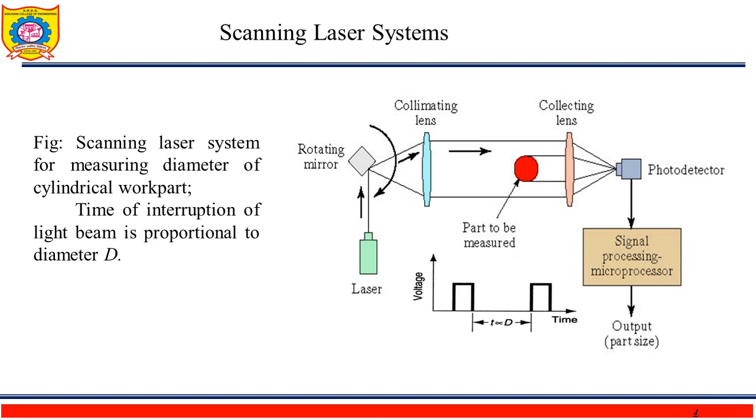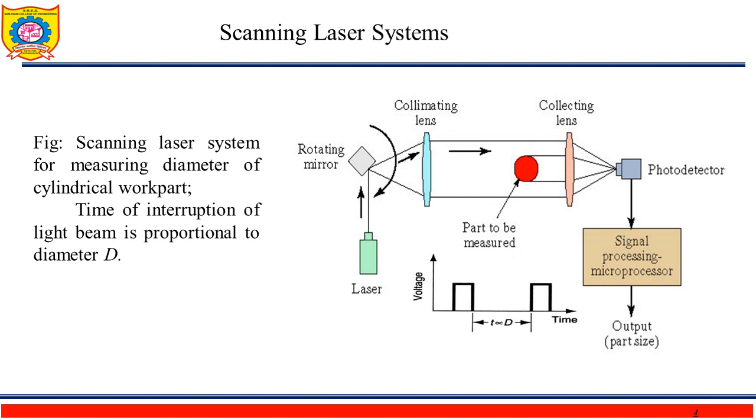Now beyond collecting lens there is a photo detector. So this photo detector detects the light rays or laser rays which are incident on it, and this photo detector is connected to the signal processing microprocessor which ultimately gives the output, that is part size. So when laser rays or laser beam is incident there on the rotating mirror, the rotating mirror deflects those light rays or laser rays to the collimating lens.